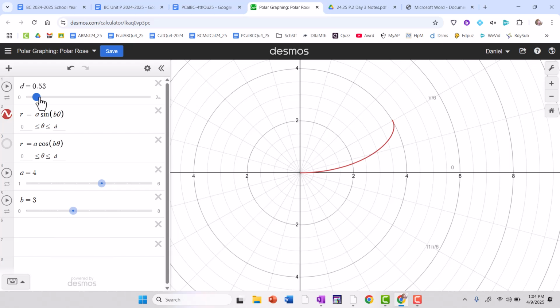What's 3 times pi over 6? You're searching for pi over 2 and 3 pi over 2. Pi over 6 creates pi over 2. What's sine of pi over 2? 1. What's 1 times 4? 4. That's why that is pi over 6, comma 4.